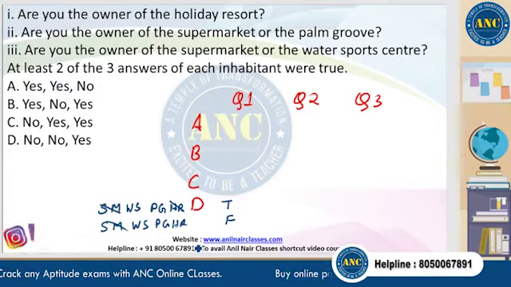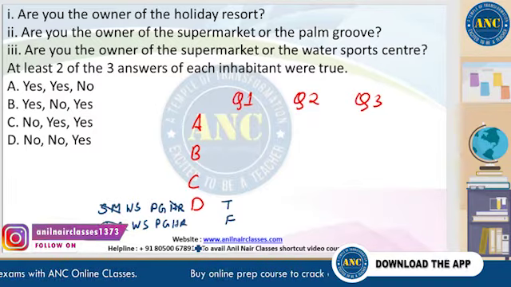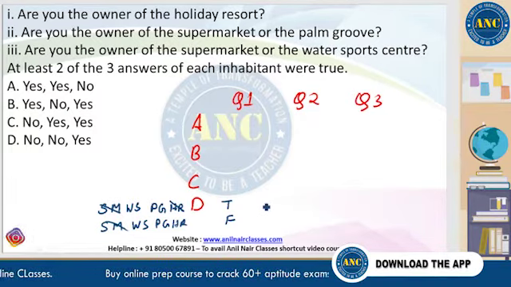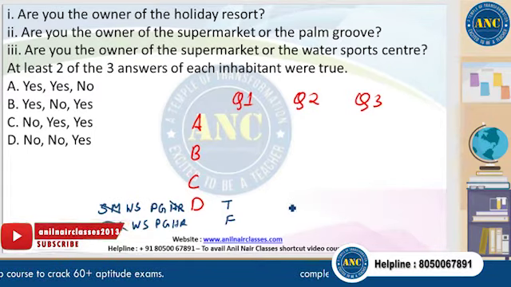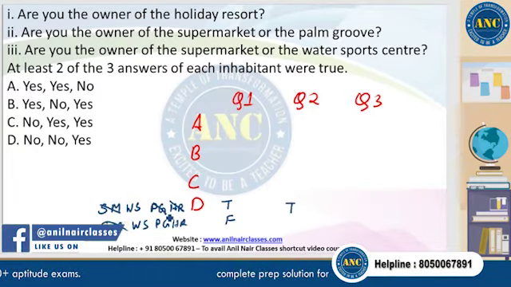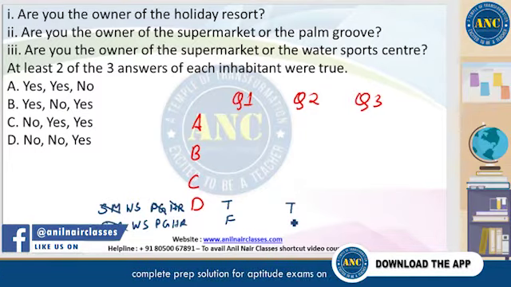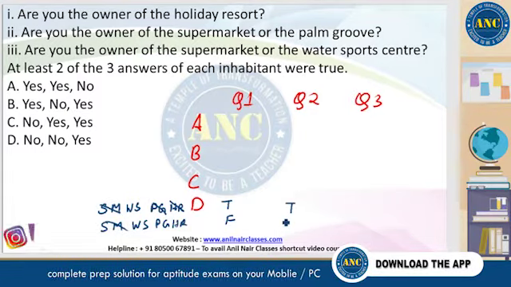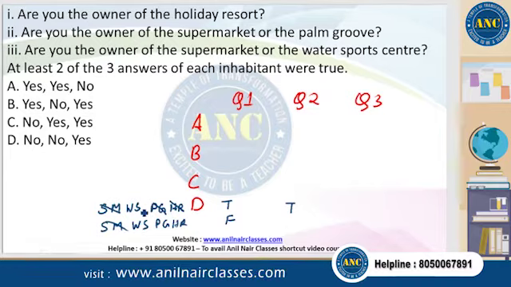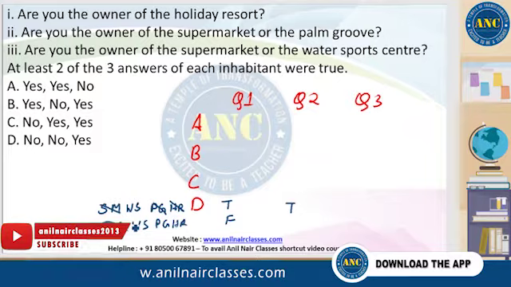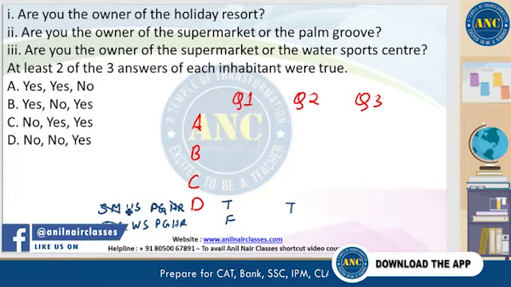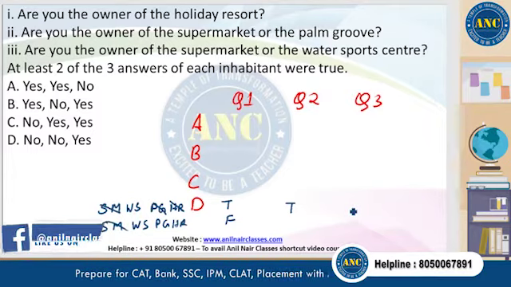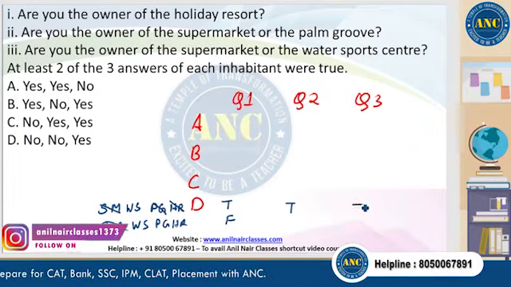Now, this no could be true or it could be false for question two. If it is true, are you the owner? No. Then we can negate the farm grove. We're not still sure, right? That means we are left only with the water sports center. And the third statement, are you the owner of the supermarket or the water sports center? Because this person is the owner of the water sports center, this automatically becomes yes. That means that should be a true statement.